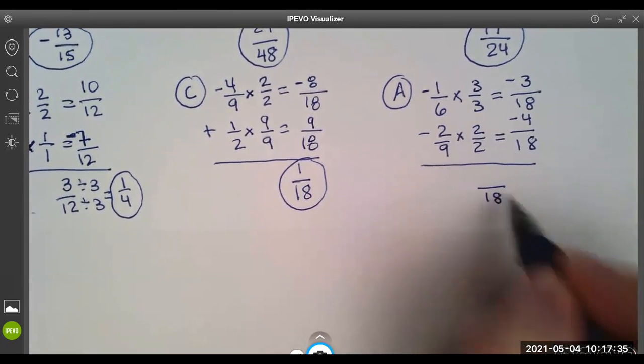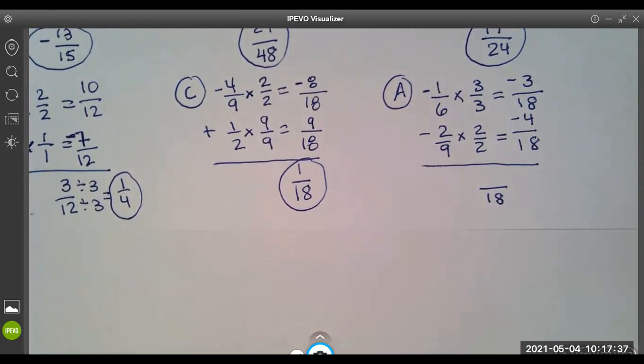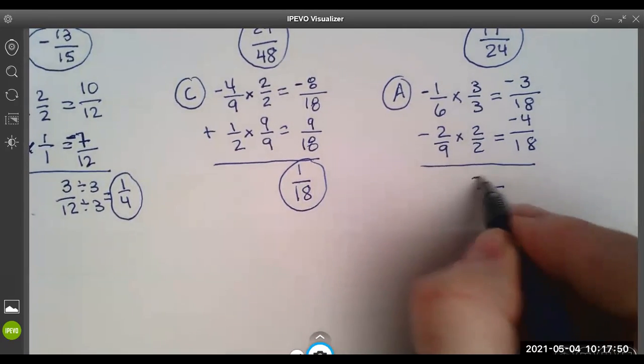What are we going to do about these two? They're over 18, I know that. -3/18, -4/18. What operation we're going to do? Add and keep the sign because they're both the same. Exactly. So what's the top going to say? Don't forget its sign. Yep.